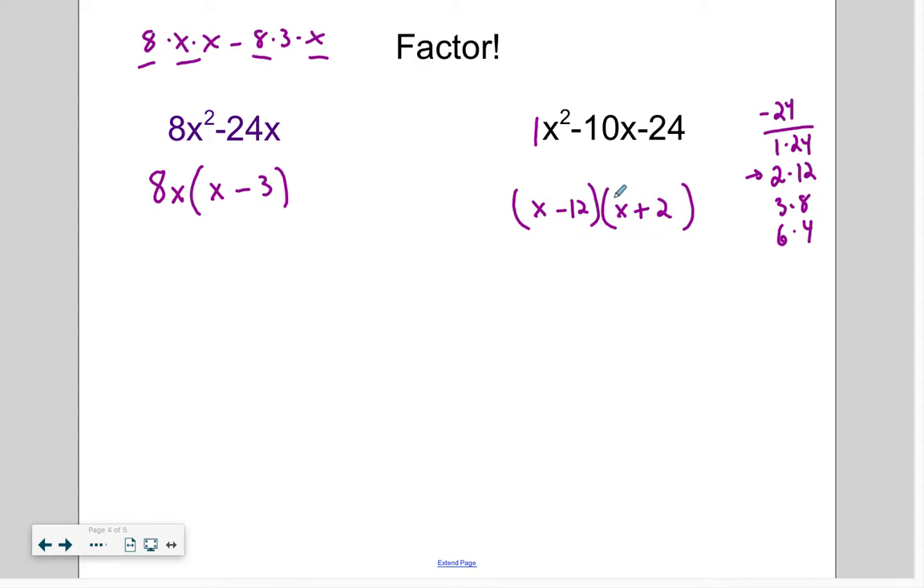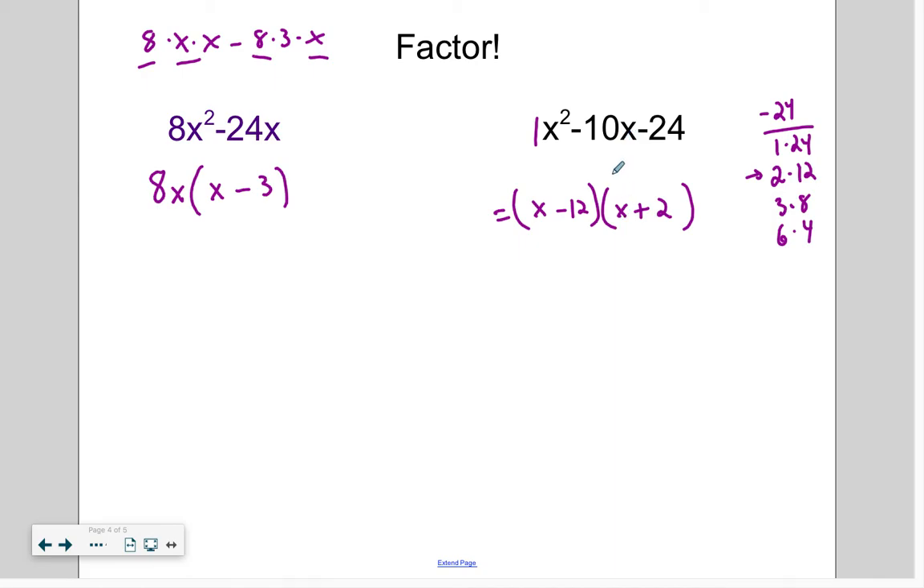You can check. X times x is x squared. X times 2 is 2x. Negative 12 times x is negative 12x. And negative 12 plus 2 is 10. Okay. Negative 12 times 2 is negative 24. There it is in factored form. These two things are equal.